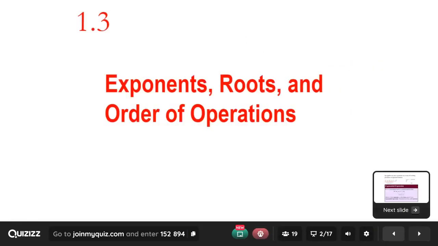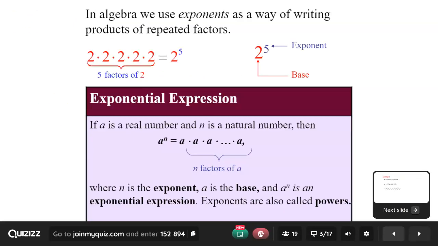So we're going to move into some of the higher order functions, the exponents, the roots, and we're also going to talk about the order of operations. With our exponents, we're going to have a lot of them. We do a lot of stuff with exponents. It's just repeated multiplication. So I have 5 factors of 2. That means I have 2 being multiplied by itself 5 different times. So I have 2 to the 5th power. My base and my exponent.